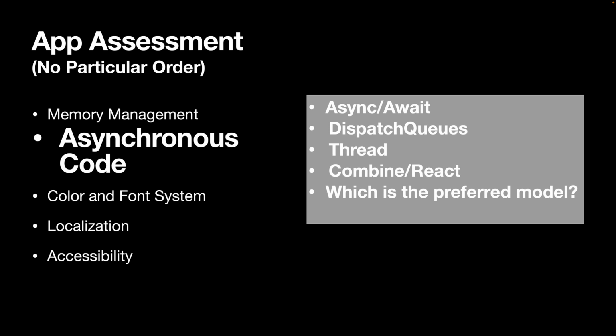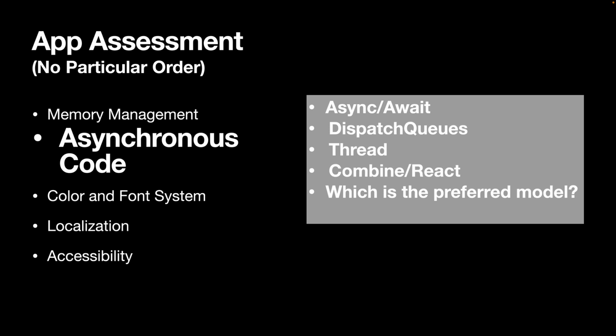Well, why are we bothering with this? Well, we kind of need to know what the paradigm for asynchronous code was in the app. It could be a lot of things. It could be async await now. We could use Grand Central Dispatch with dispatch queues. We could use really old threading. We could be using things like Combine or React. And the question is, what is the preferred model?